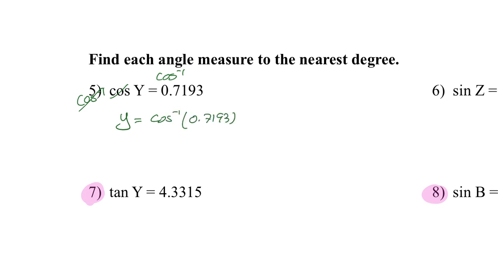Now, on your calculator, you're going to have to do the following step. You're going to press second first, and then on top of the key of cosine, you should see something like this, cosine inverse. So by pressing second first, you're using that function for that key. So if I go to my calculator, second cosine of 0.7193, that should give you 44 degrees.